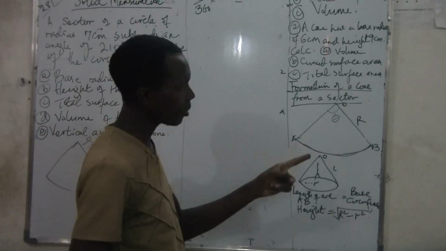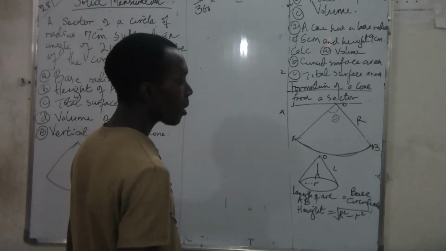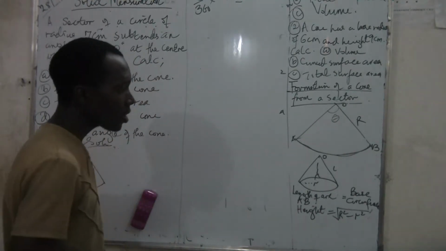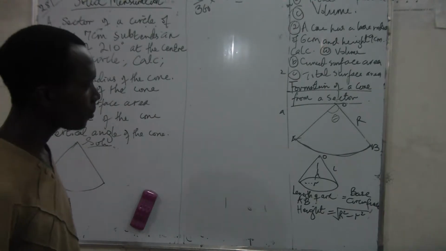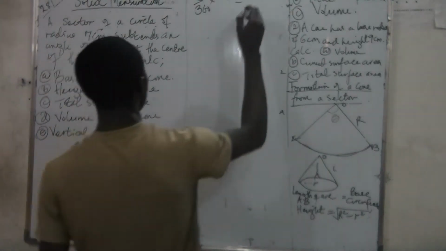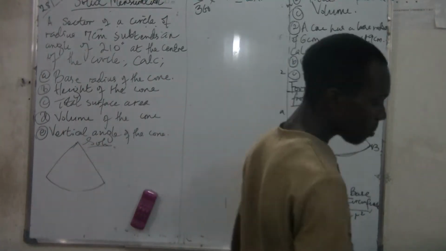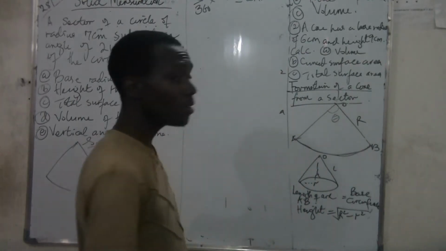Because the arc is from the circle, and it is equal to the base circumference. What is the base circumference of a cone? The base circumference, we said, is 2 pi r, right?